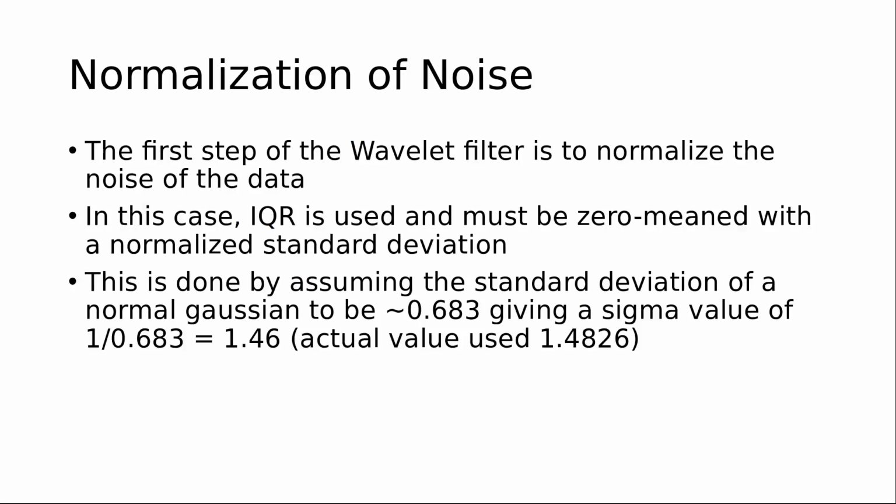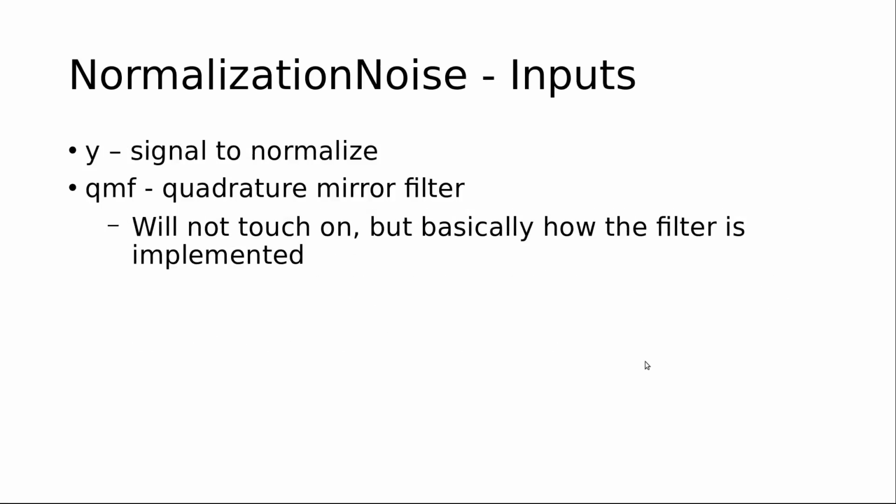The first step you're going to do is actually normalize the noise, and this is done all in the function itself. Basically, I assume because we're using the IQR, the noise needs to be based off a standard deviation and therefore a kind of zero mean value. So it's going to assume that the standard deviation is that of a normal Gaussian, and it gives you a kind of weighted value here, which is 1.46. In the function, it's 1.4826.